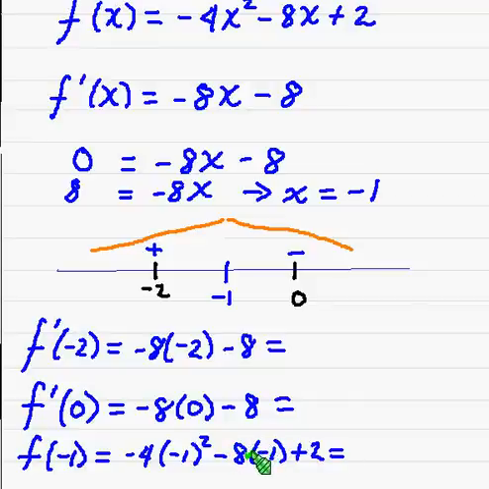So the point on the graph, which happens to be a relative maximum, that point is negative 1, 6. So you want to try graphing this function out and then taking a close look at it. And you should see that it should have a relative max at negative 1, 6.